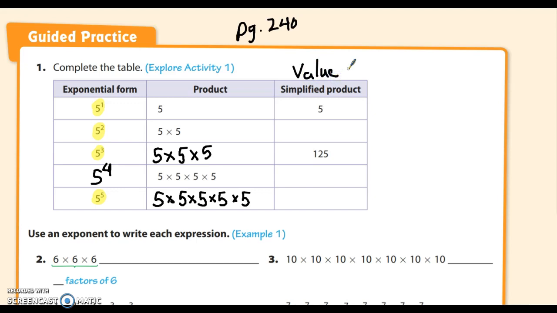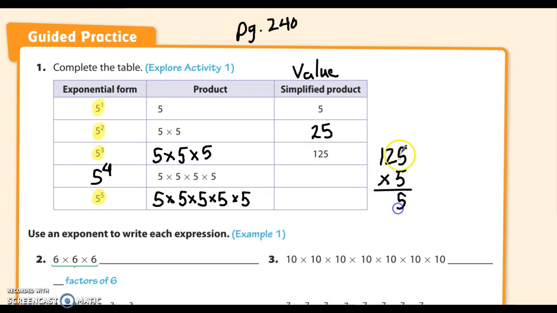The second line is really simple. 5 times 5 is 25. The third line is 5 times 5 is 25 times 5 again. That's 125. The fourth line is going to be 5 times 5 is 25 times 5 is 125. Now we have to do one more. Notice what we could do over here on the simplified product, whatever our answer is, we could just multiply that by 5. So to get this one right here, we're going to do 125 times 5.